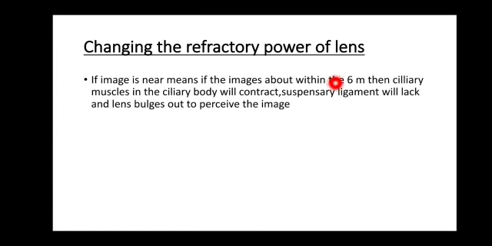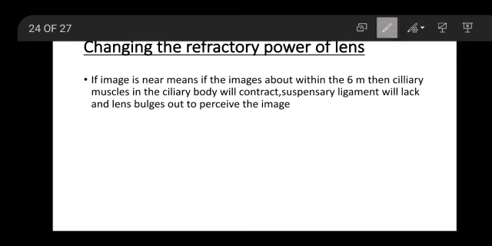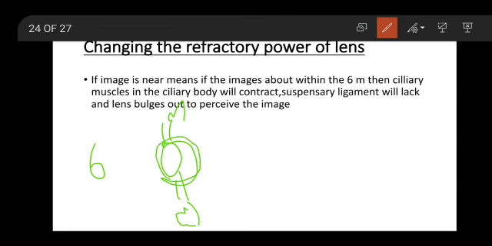Next is changing the refractive power of the lens. What is the meaning of the refractive power of the lens? I have already told you that there are the suspensory ligament, ciliary body, and lens. The lens has the power to vary its size. It can thicken, it can thin, it can enlarge, and it can constrict also. So if the object is within 6 meters, the suspensory ligament will slacken, the ciliary body will contract, and the lens will bulge out.